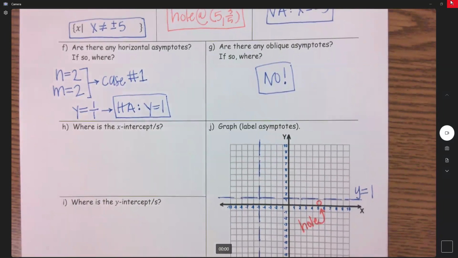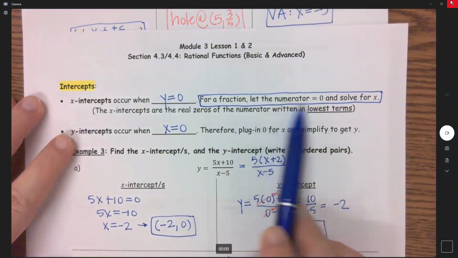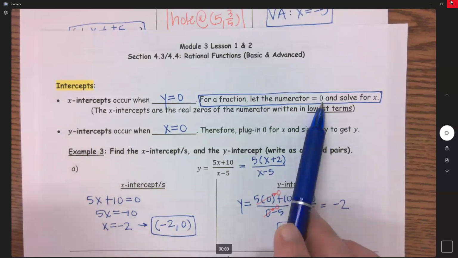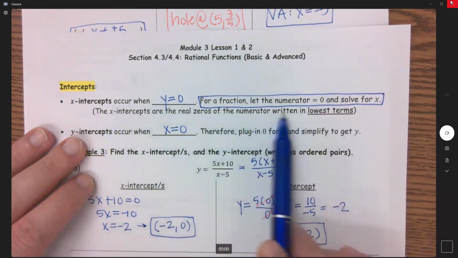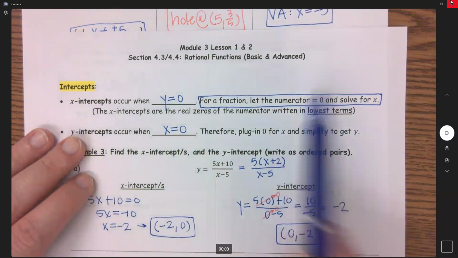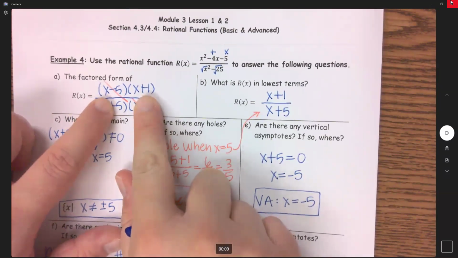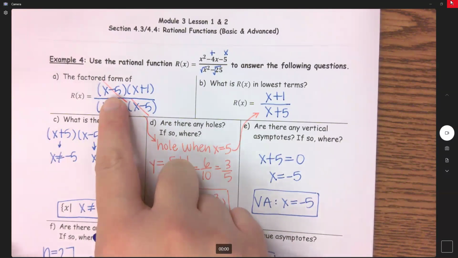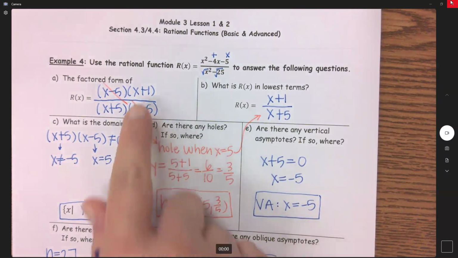So now x and y intercepts. Okay, x-intercepts occur where the numerator is 0, but it does go on to say, which is the first time it's been applicable, the x-intercepts are the real zeros of the numerator written in lowest terms. So I don't want to use this right here. And your clue would have been, if I say I have an x-intercept at 5, nope, I have a hole right here at 5. So that can't be true. So you're wanting to do this in lowest terms here.